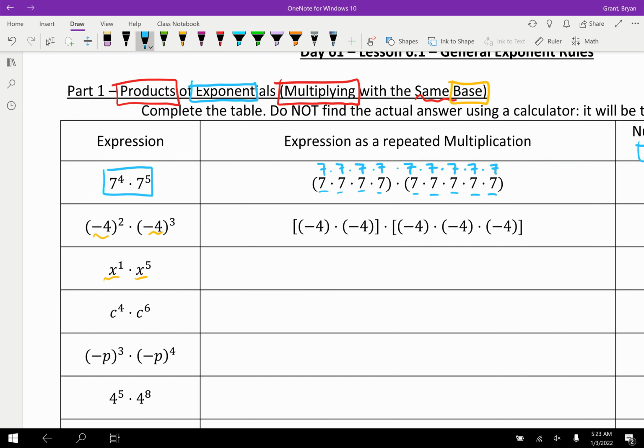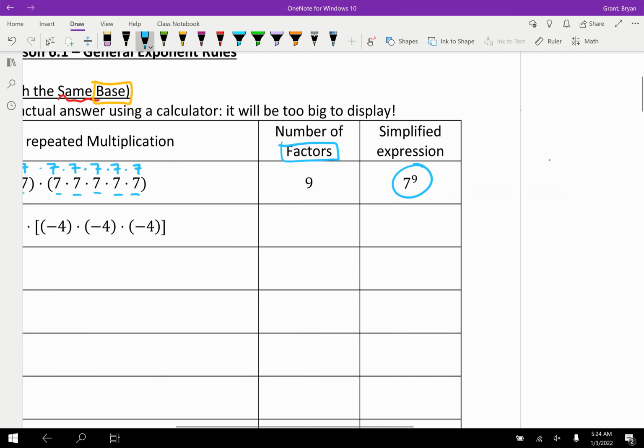By the way, simplified is a kind of weird math term. It's not something that's super easy to define. Usually simplified means the way to write an answer with the fewest number of letters, or numbers in this case. So because I had a 7, a 4, a 7, and a 5, and a dot in the middle, that was 5 different things going on. If I can just write that as 7 to the 9th, we say that's more simplified.